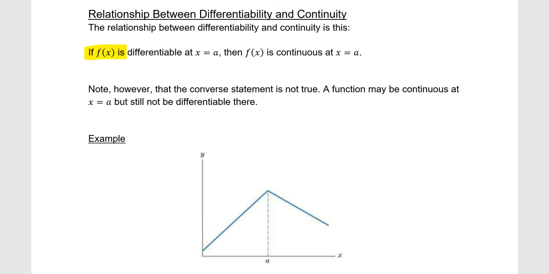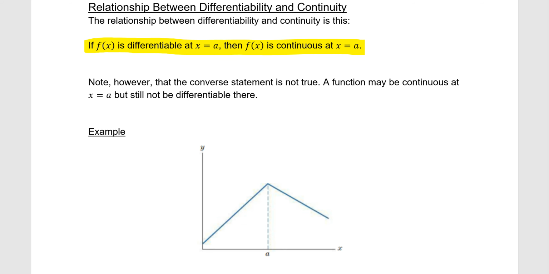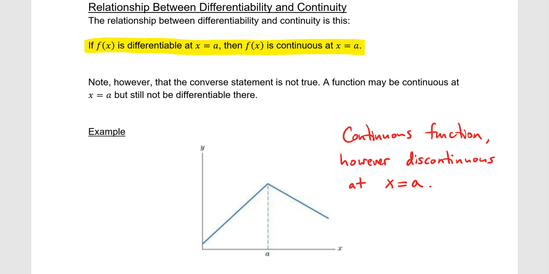If f of x is differentiable at x equals a, then f of x is automatically continuous at x equals a also. So notice that the reverse statement is not true. We can't say that if a function is continuous, then it's automatically differentiable. So taking a look at this example right here, down here at the bottom with this graph, this function is continuous because we can clearly draw this without picking up our pencil. We can trace it like this, so it's continuous.